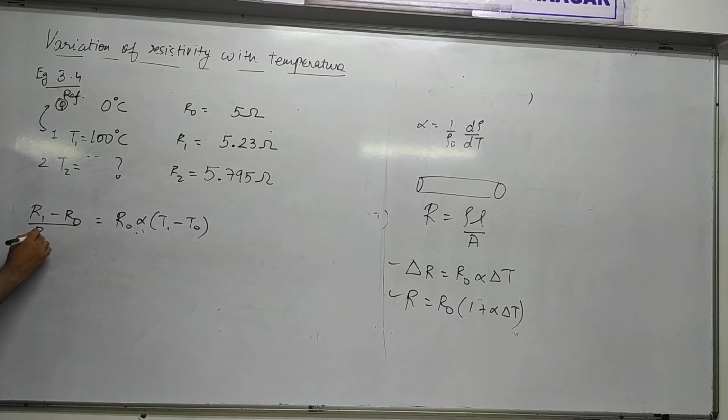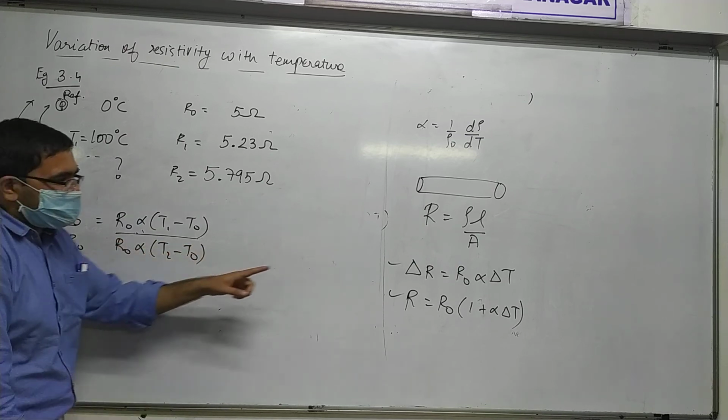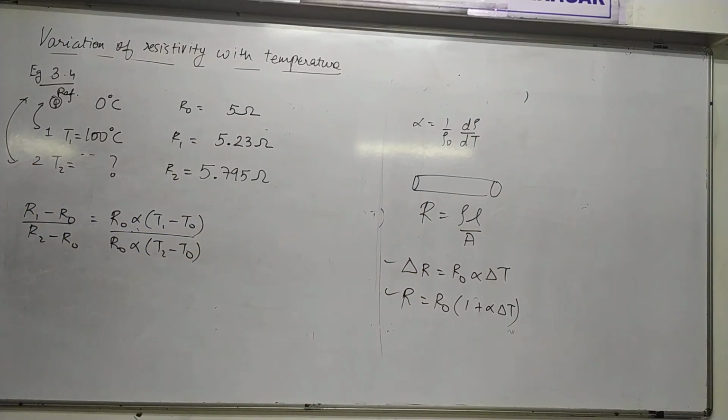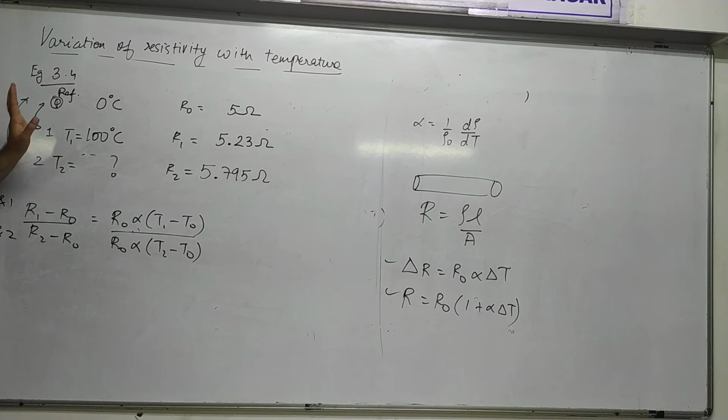For the second, we write R2 minus R0. Why not R2 minus R1? You cannot take 2 with 1; you must take a reference. Don't make that mistake. You have to take one of the two as reference. So R2 minus R0 equals R0 alpha times (T2 minus T0), and then divide. Is this step clear? This is for 0 and 1, and this is for 0 and 2, where 0 is the reference, T0 is the reference temperature.